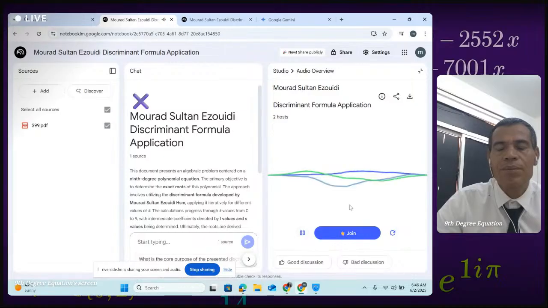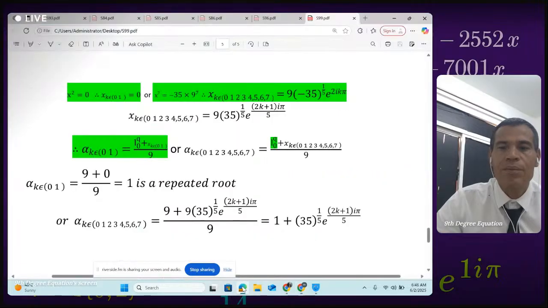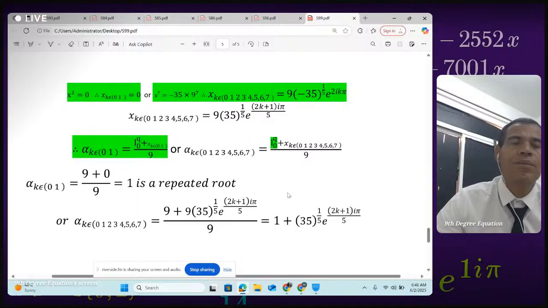Okay, let's unpack this. We are diving into a really interesting mathematical document you shared with us today. Yeah, absolutely. And the core challenge it tackles is finding the exact roots of, well, a pretty formidable looking polynomial equation. It definitely looks that way.